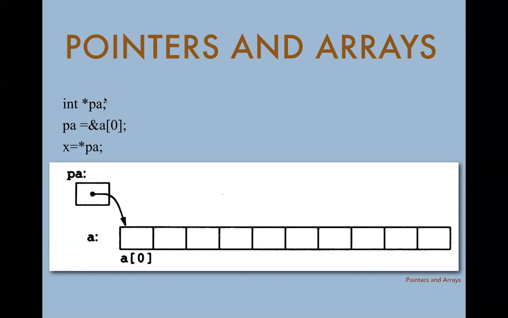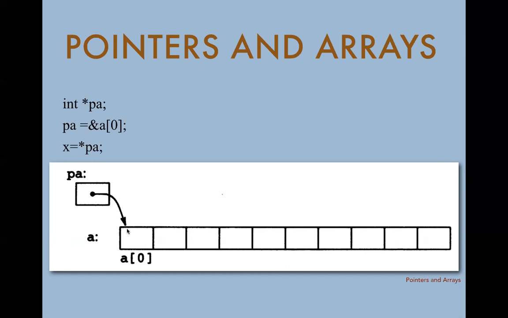Now, how do we combine? Now, how do I access an array using a pointer? Okay, so you can see here int star PA. So PA is an integer pointer that's going to point to an integer variable. Now assume that A is declared as an array of integers. I'm storing the address of the first element of the array in PA. That is, PA is going to point to this location.